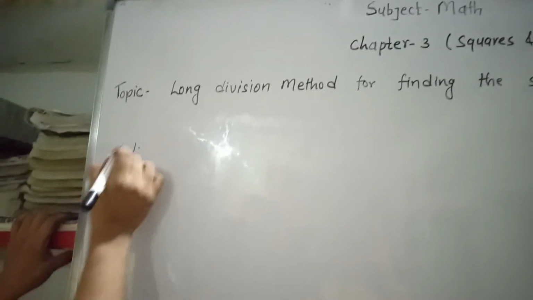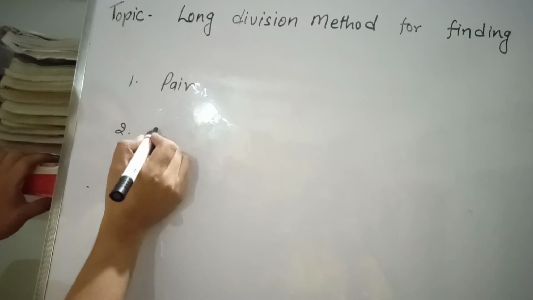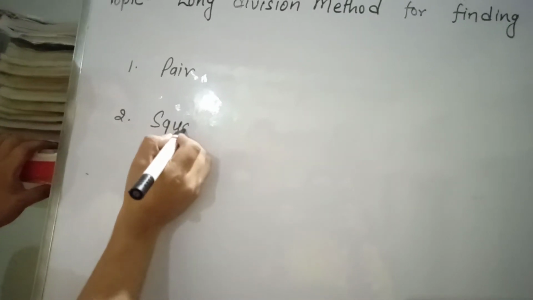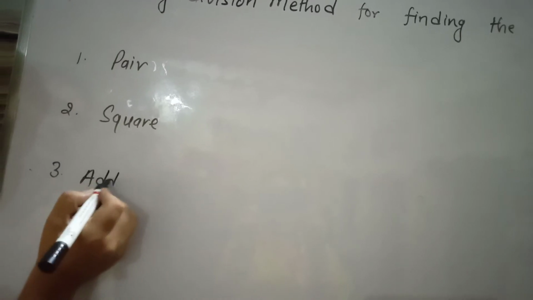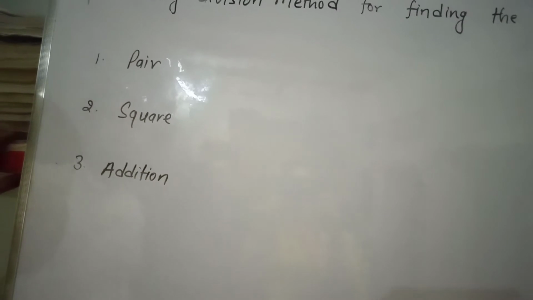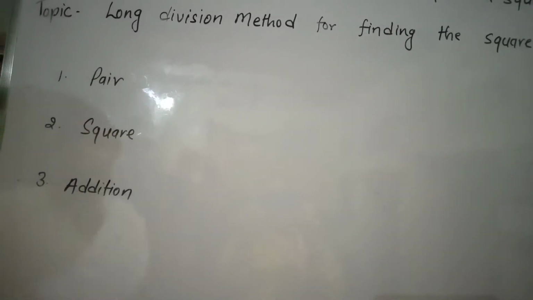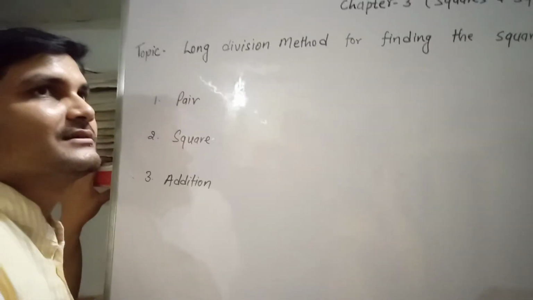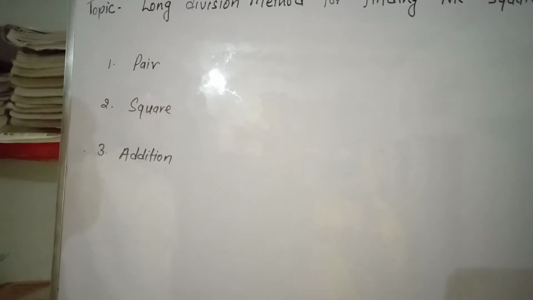First one is pair, second is square, and third is addition. These three rules we will follow in every long division method for finding square roots. Now we will discuss the rules of the long division method. So the first rule is pair.